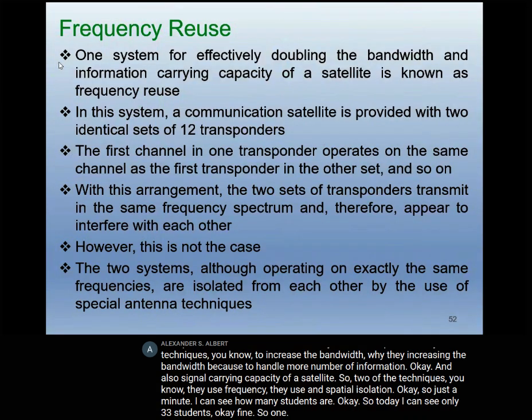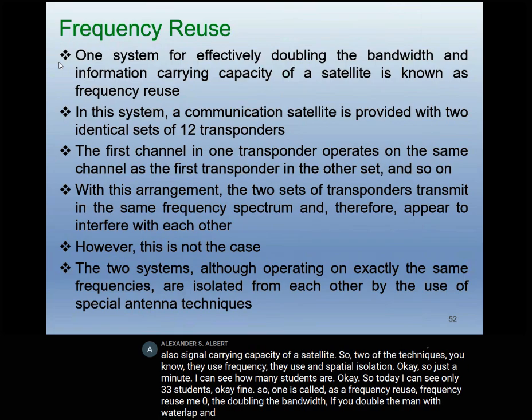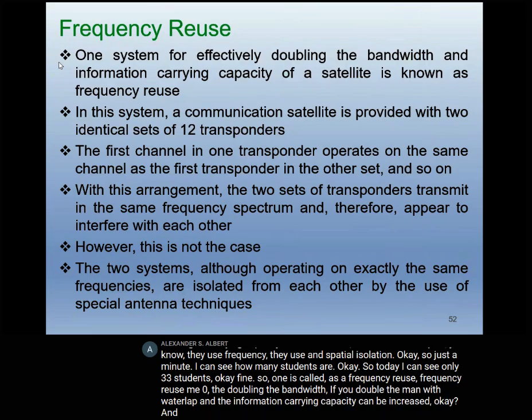One is called frequency reuse. Frequency reuse means doubling the bandwidth. If you double the bandwidth, what will happen? The information carrying capacity can be increased. The communication satellite is provided with two identical sets of 12 transponders.